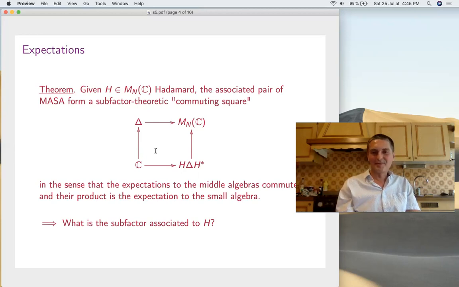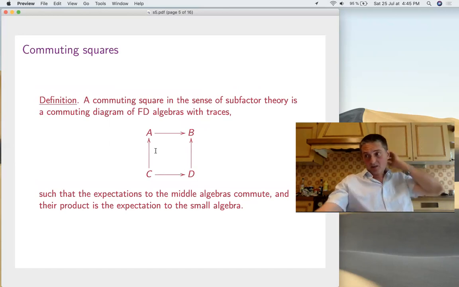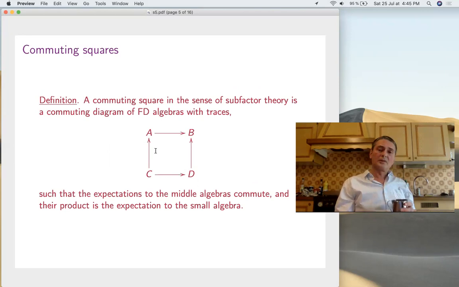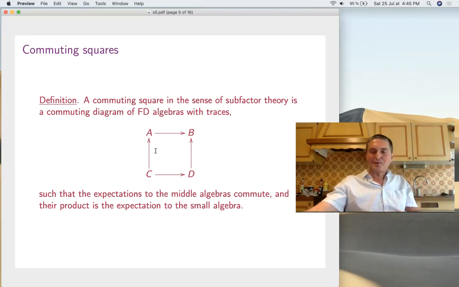So the problem will now be at an even more advanced level: what is the factor associated to H? Try to understand this. Now let's first do some general theory regarding this commuting square. A commuting square in the sense of factor theory is just a commuting square in the usual sense. I mean, the diagram must commute, of finite dimensional algebras with traces, such that the expectations onto the middle algebras commute, and their product is the expectation onto the small algebra.